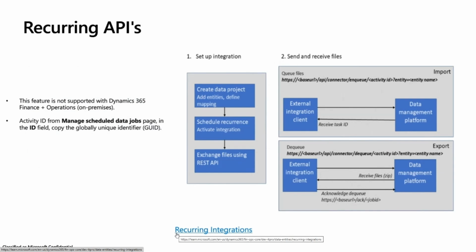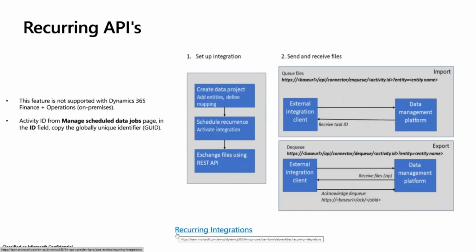Now, moving on, the second set is recurring APIs, which are similar to what we have in package APIs, import and export to package. In recurring APIs, you have InQ for imports and DQ for export. You first need to create a data project within finance and operations and set up a recurring integration project there. Once you create the recurring integration project, there's an activity ID on that project, which needs to be used for the InQ and DQ APIs. As I said, we'll demo it later.